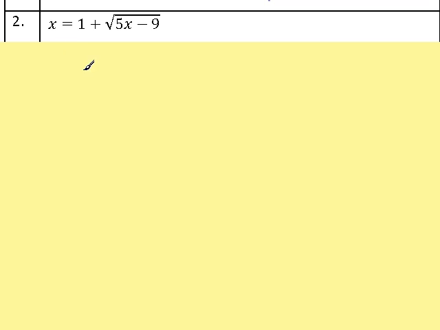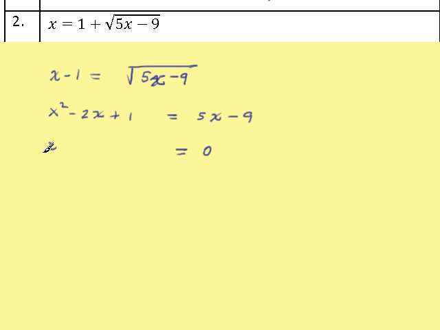And number 2, start by isolating the radicals. So we'll subtract 1 from both sides. Now square both sides. Here we get x squared minus 2x plus 1. And here we just have 5x minus 9. And now we're going to get this in standard form. We'll get 0 on the right-hand side. So we're going to subtract 5x, so that'll be a minus 7x here. And add 9, so that'll be a plus 10.